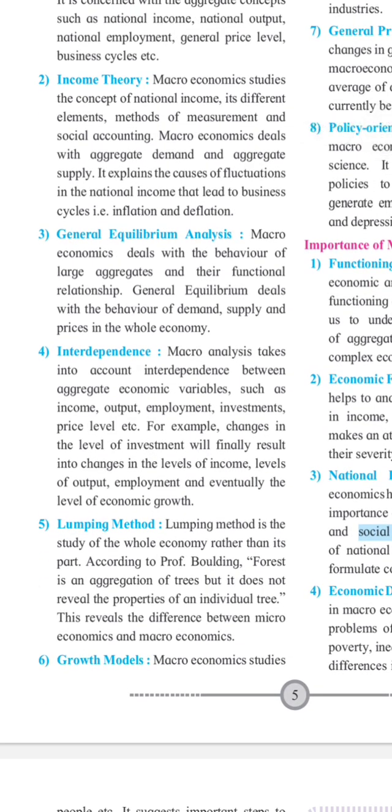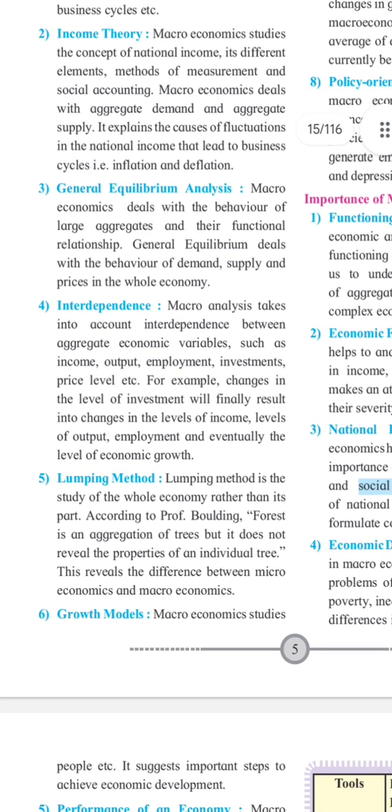Next, we have income theory. Macroeconomics studies national income, aggregate demand, and aggregate supply. It also explains fluctuations in national income, which result in inflation and deflation. Therefore, macroeconomics is also known as income theory.